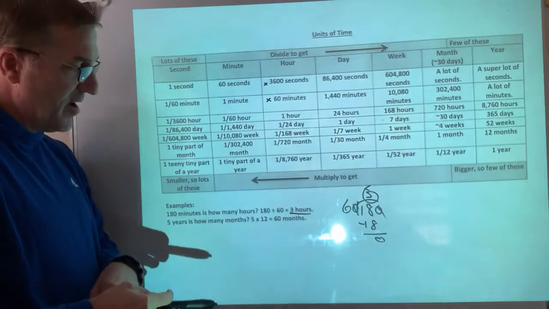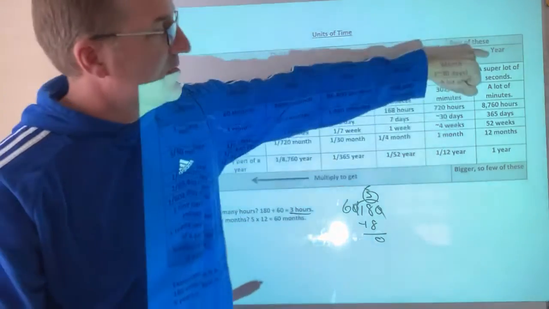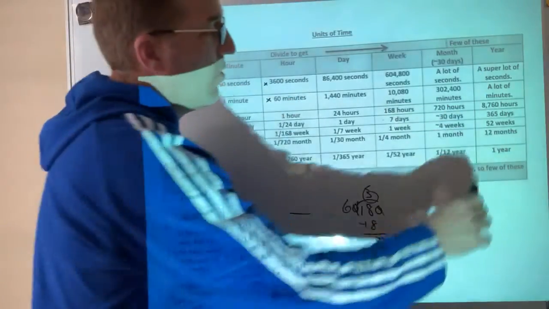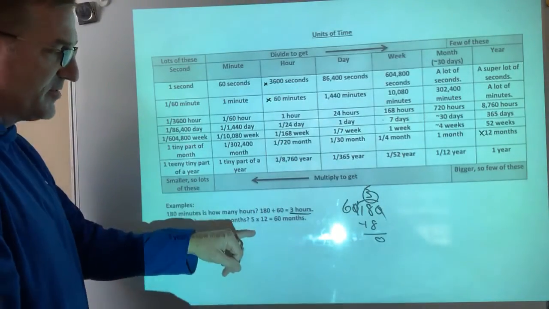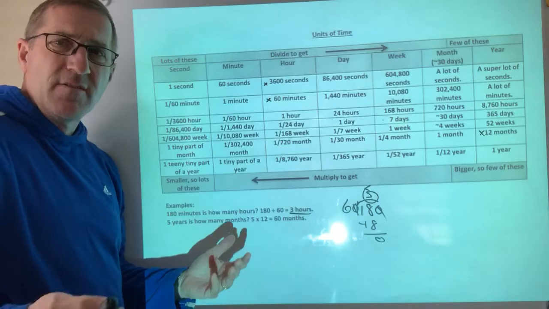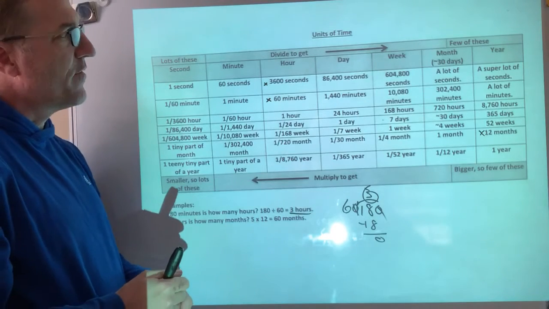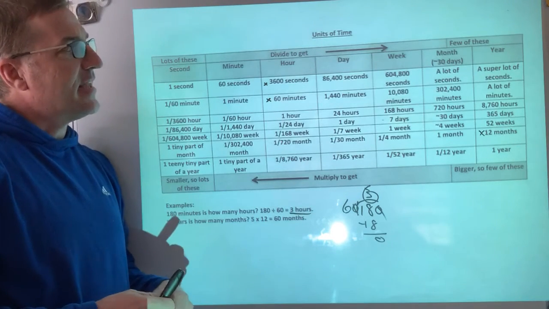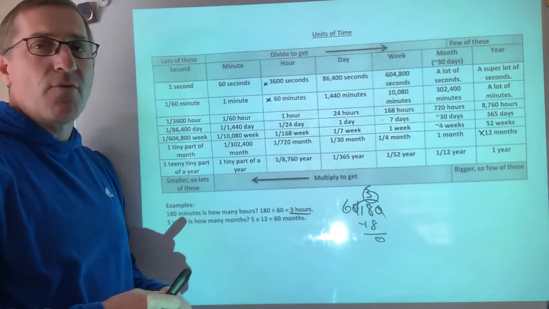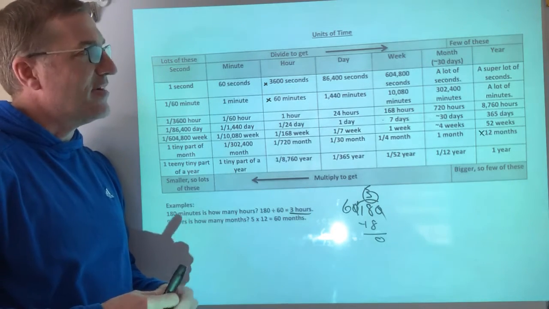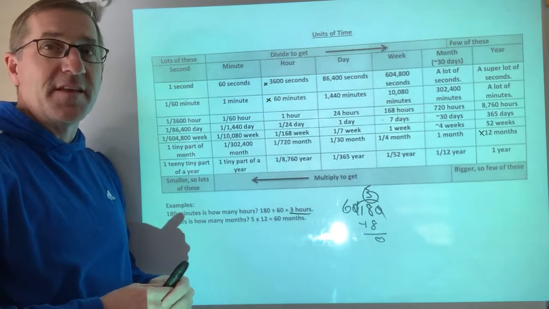5 years is how many months? Well, I go over to years, and I go down to months. It's a whole number, so I know that's a multiply by 12. 5 years is 5 times 12, which is 60, right? Easy peasy. If I wanted to go from days to seconds, I would multiply however many days by 86,400. So there's some fun stuff you could play around with this kind of thing and get really huge numbers.